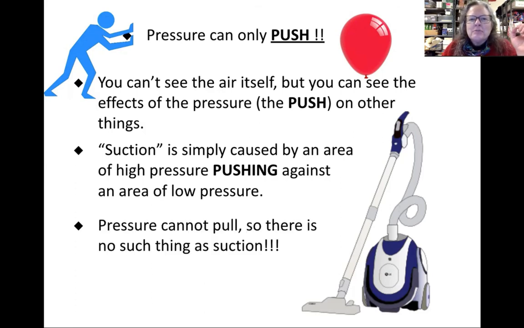Pressure cannot pull. There is no such thing. So when Julius was doing that thing with the membrane going down into the funnel, there was nothing inside the funnel pulling on that membrane. Nothing. It was all about the push from the outside air. Okay. Suction cups, misnomer right there. Low pressure area cups or something. I don't know.